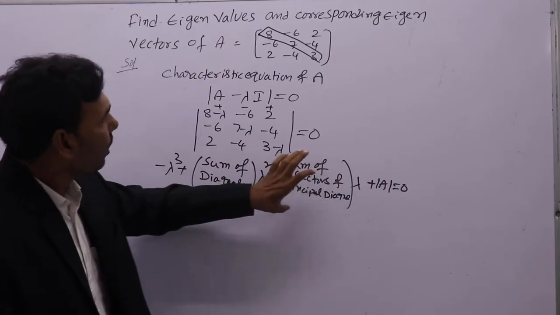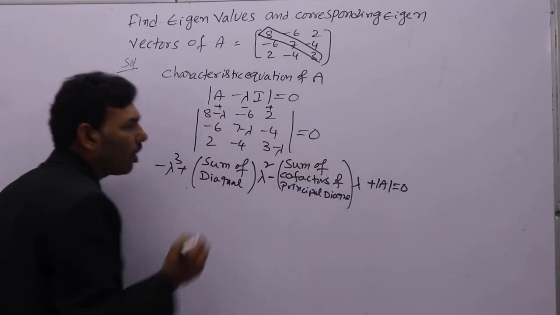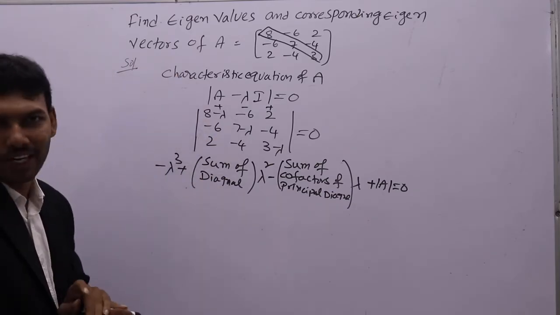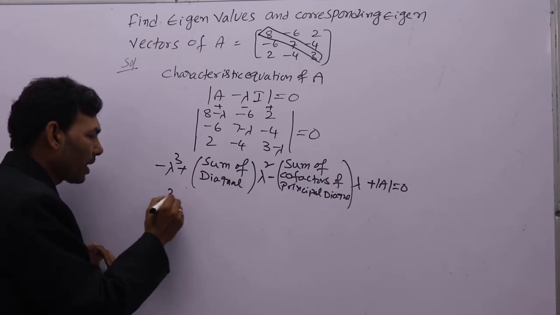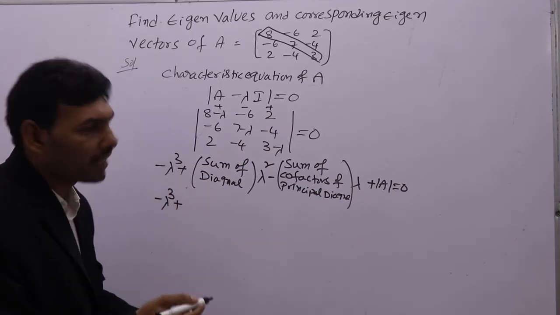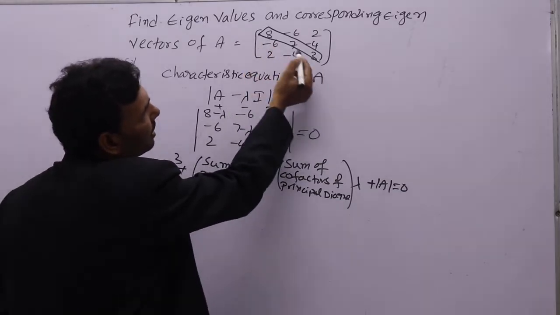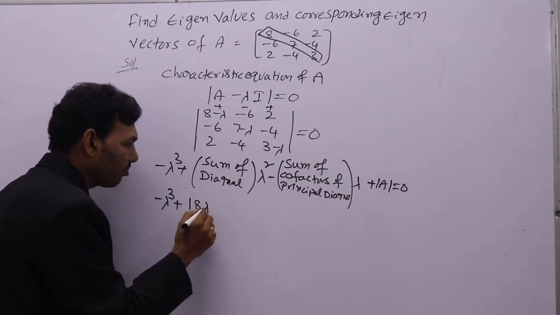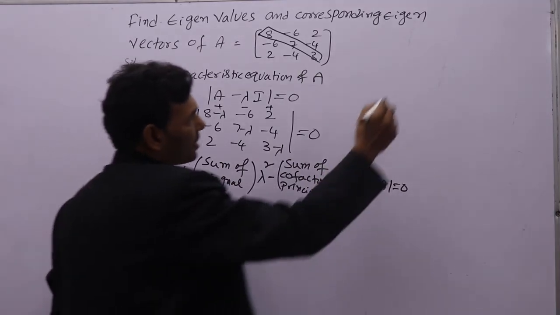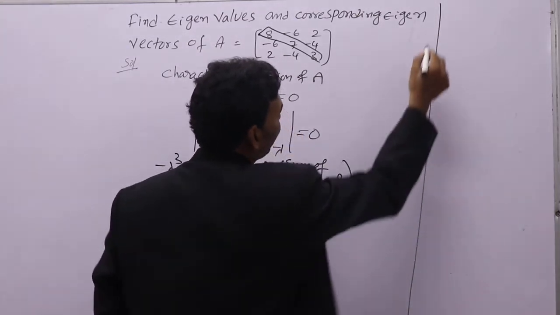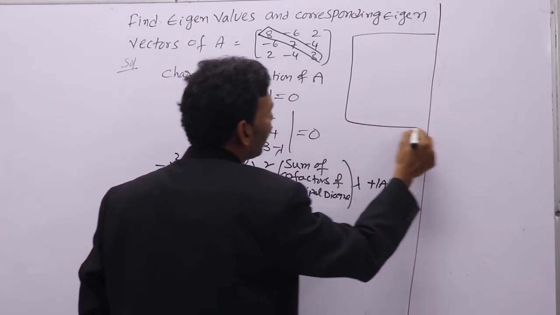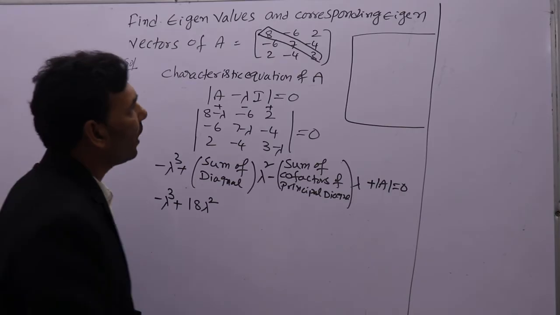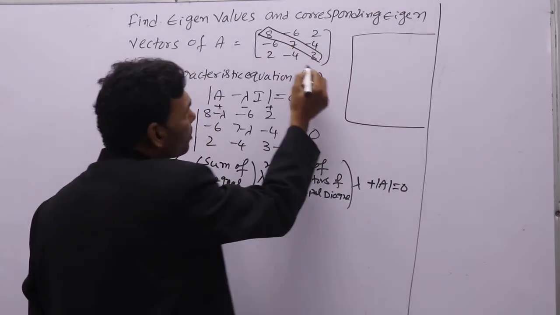I will explain how to evaluate each term, because the characteristic equation plays a key role in evaluating eigenvalues. First, minus lambda cube you will write as it is. Sum of diagonal elements: add these three. 7 plus 3, 10. 10 plus 8, 18 lambda square. Sum of cofactors, I will evaluate separately. Here many get confused. To find the sum of cofactors of the principal diagonal only, these three.